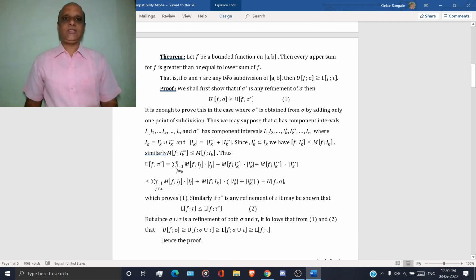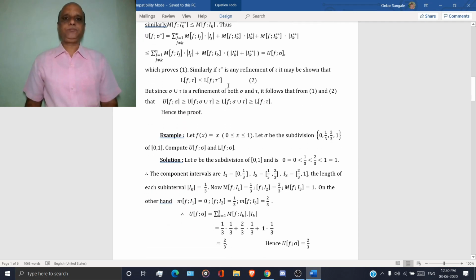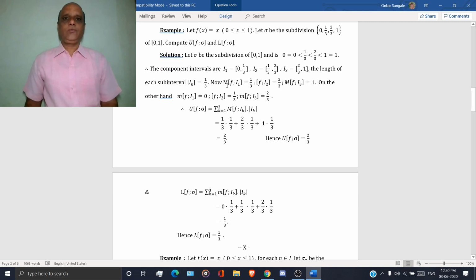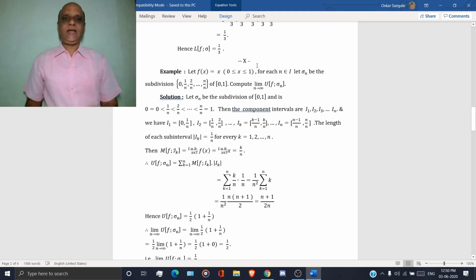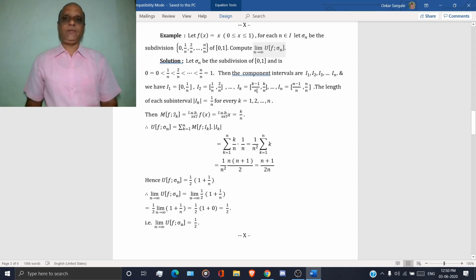Then we have seen this theorem and proved it, and then we calculated the upper sum and lower sum for function f corresponding to subdivision sigma, defined like this. And then in the second example we computed the limit as n tends to infinity of the upper sum for f corresponding to subdivision sigma n.